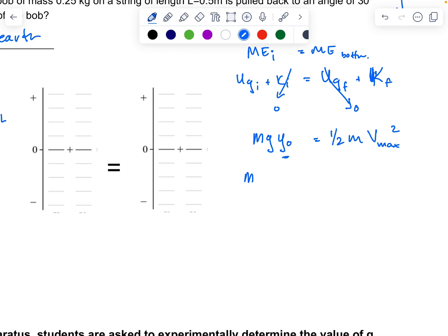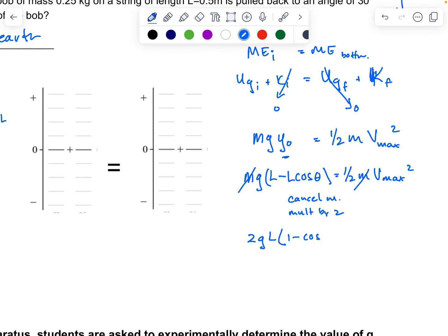So we have mg times (L minus L cosine theta), with parentheses around that whole thing, equal to 1/2 m v max squared. I'm going to cancel the m's, and I'm going to multiply by 2 all through it. So the m's cancel. I'm going to get 2gL(1 minus cosine theta) equal to v max squared, and then I can take the square root.